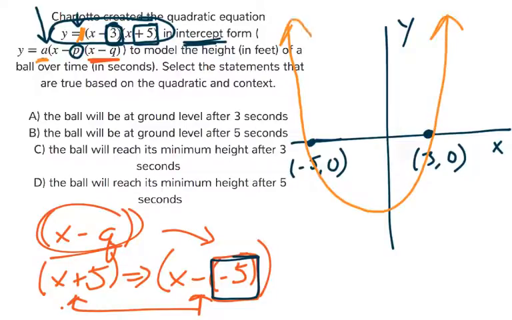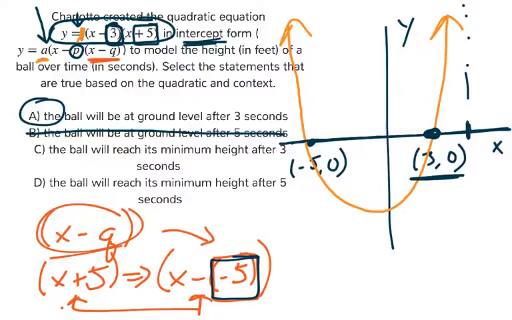Okay, so let's go ahead and read the answers and see what might fit that. A, the ball will be at ground level after 3 seconds. Well, yeah, ground level in this case is just the x-axis. So after 3 seconds, where x equals 3, it's back at a height of 0. So that's true. B, the ball will be at ground level after 5 seconds. That's not true. 5 seconds would be over here somewhere, and you can see it's way up in the air at that point, crossing that out.